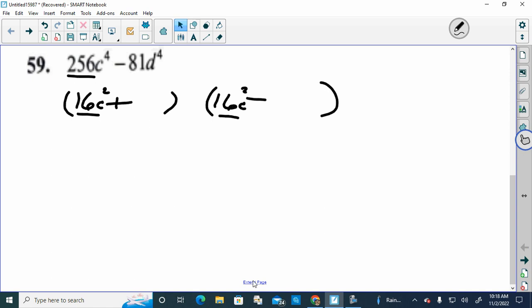Now we just do the same thing with our second term and put it in the second position. Taking the square root of 81 would be 9, and then we split our d just like we did with the c.